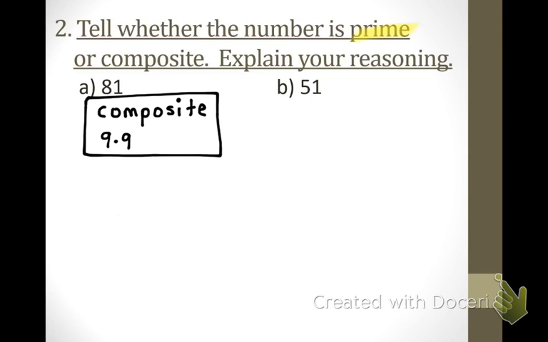The next number says 51. Raise your hand if you think it's prime. Raise your hand if you think it's composite. All right. For those of you saying composite, explain your reasoning.